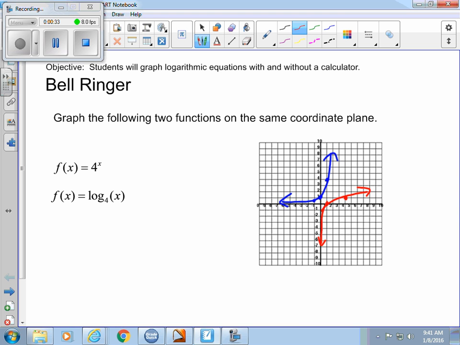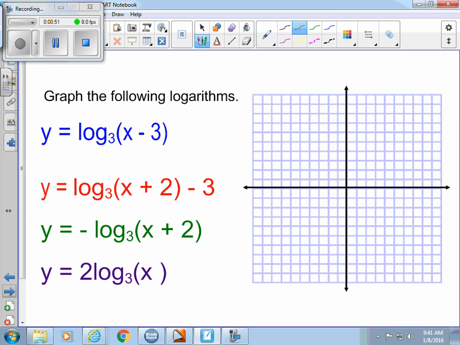So today what we're going to do is we're not going to graph exponentials. We are going to graph logarithms with transformations. That is our only goal for the day. So here's an example, and I want to graph all of these things.